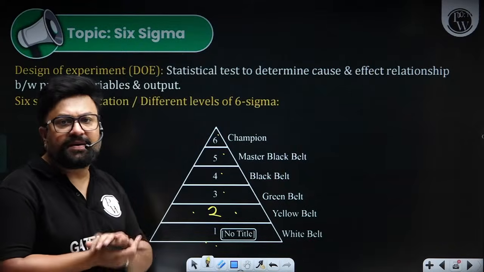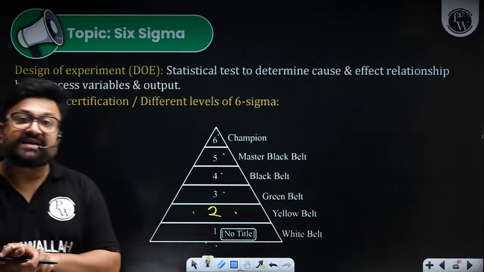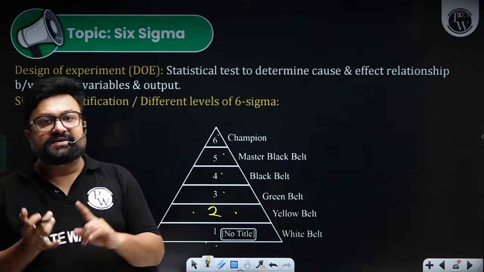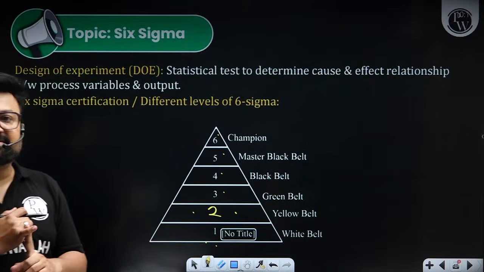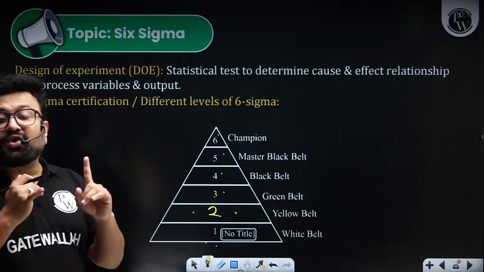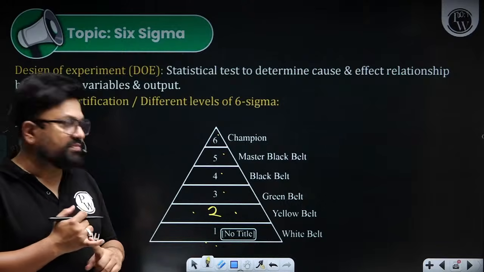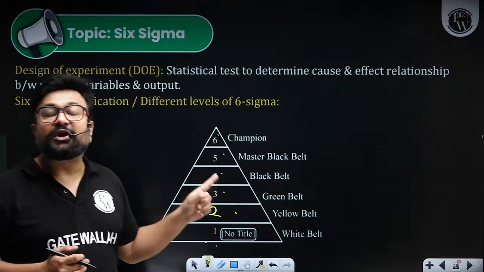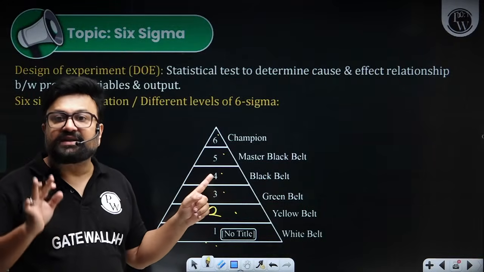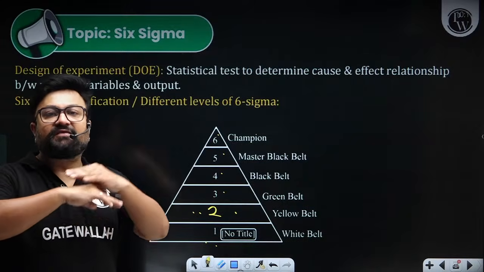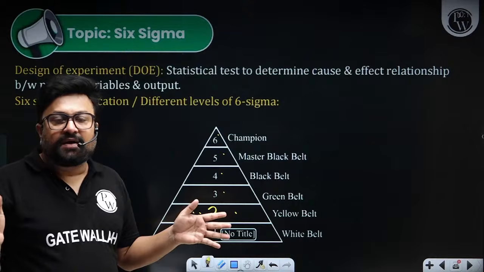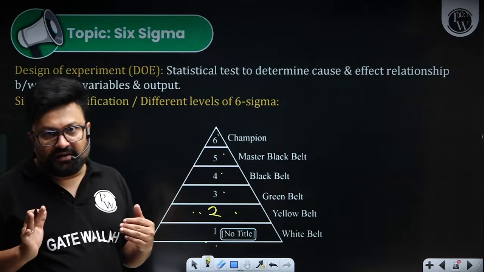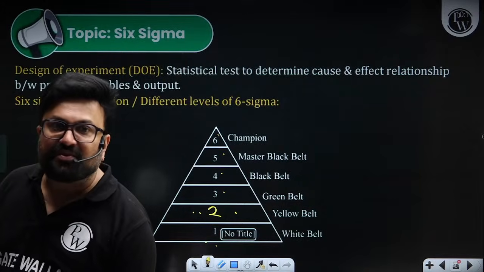Now, the second is the yellow belt. A yellow belt serves as a team member on the Six Sigma project. They have basic knowledge of Six Sigma but cannot lead the project on their own. They are responsible for development of the process map to support the Six Sigma project. They develop the road on which the project will proceed. They are responsible for running a small process only.